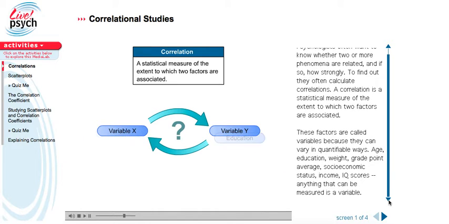Age, education, weight, grade point average, socioeconomic status, income, IQ scores. Anything that can be measured is a variable.